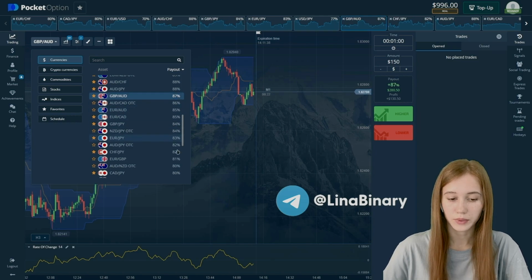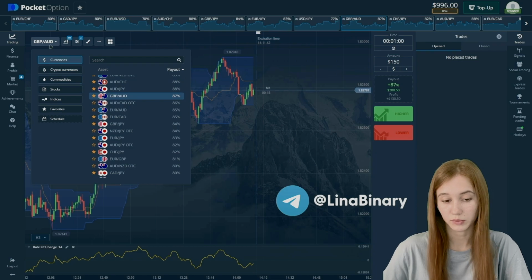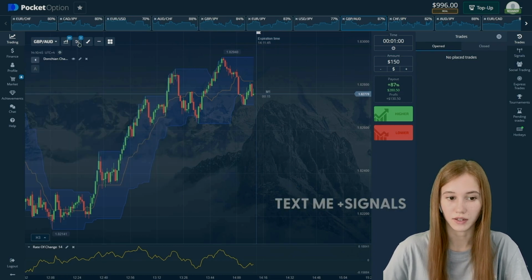So I also want to say on the right is the interest on the currency pair. This is a payout percentage. I recommend choosing more than 70.